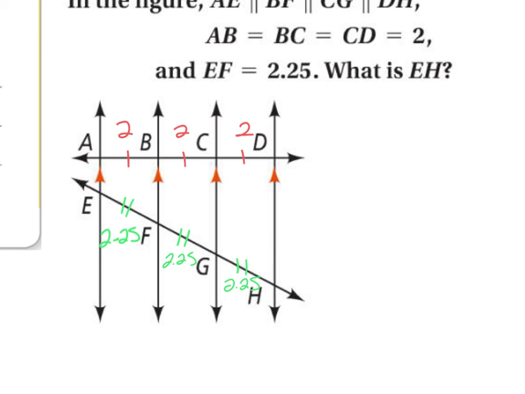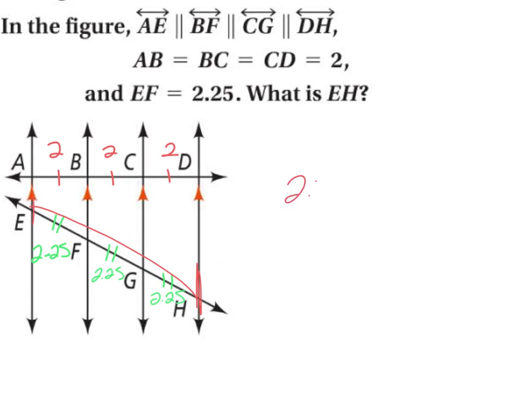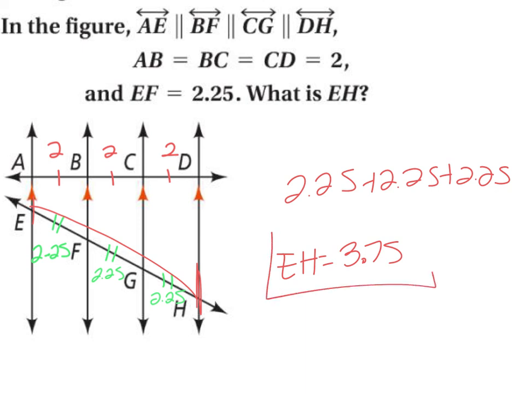And we are trying to figure out what it is the whole way across, right? So from there to there. So that would be 2.25 plus 2.25 plus 2.25, or you could say 2.25 times 3, which gives you EH is going to equal, add up all of those, and you get 3.75. And that's it. Oh, not 3. It's 6. My bad. I'm sorry. So it is 6.75. Can't do math. That's why I teach it, right? Just kidding. Okay, so it's 6.75.